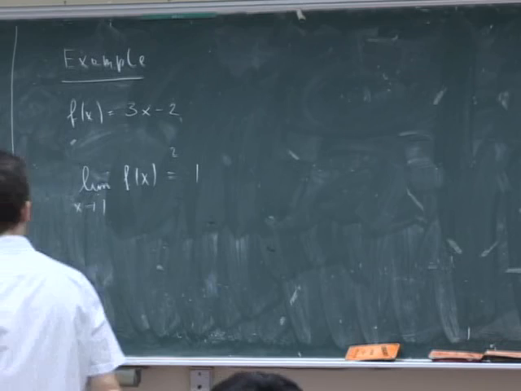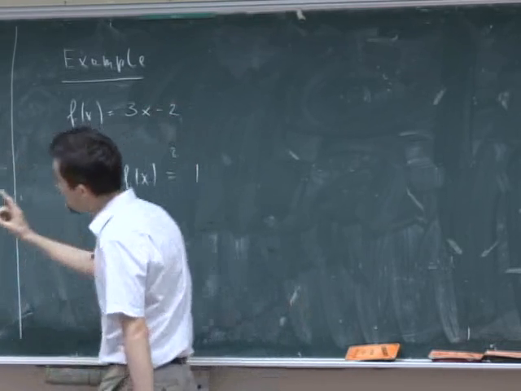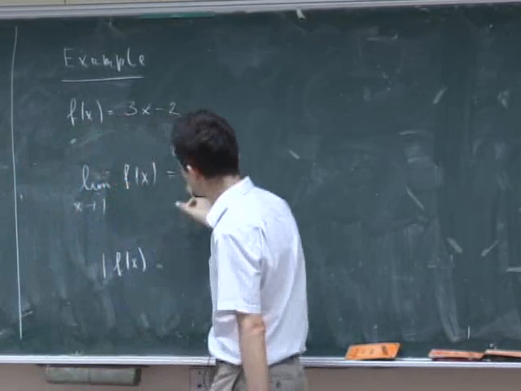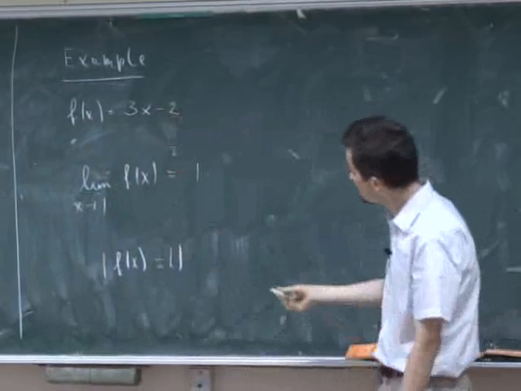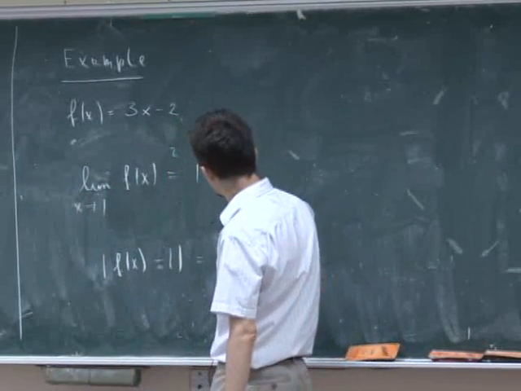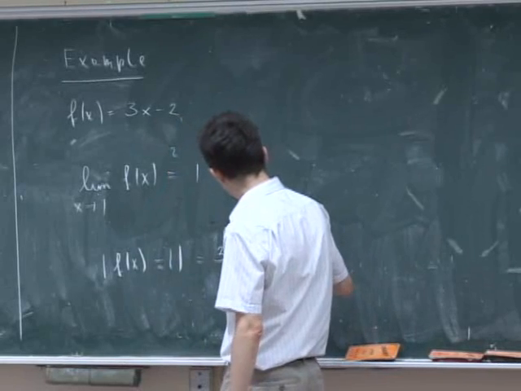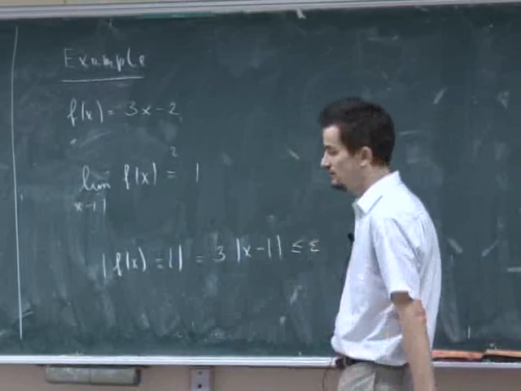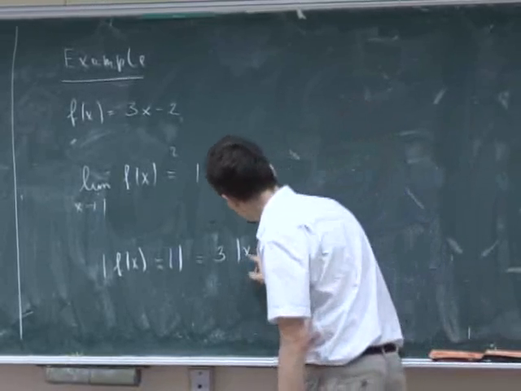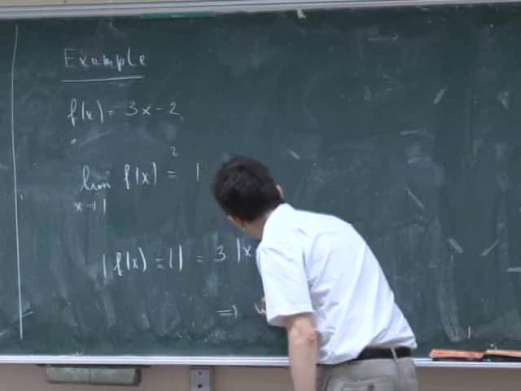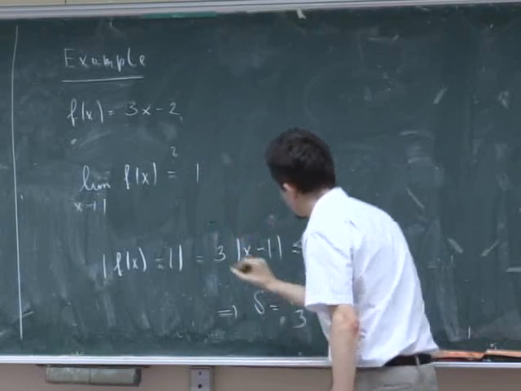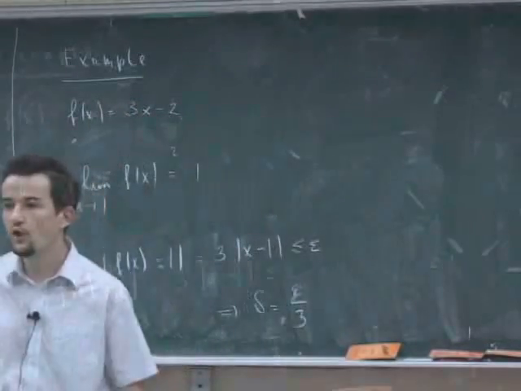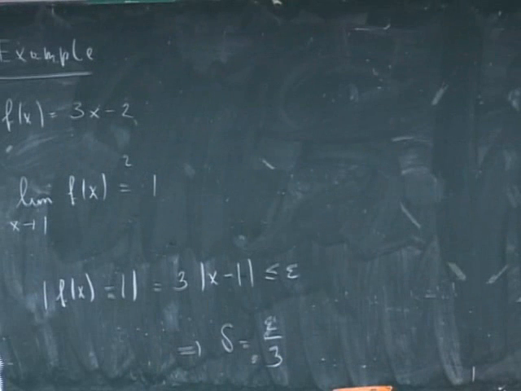Now what we want to do is, the epsilon is given. So you have to look at the distance between f of x and the claimed limit 1. But in this case, again, it's easy. You just plug in the function, so you get 3 times |x minus 1|, and you want to have this smaller equal than epsilon. Now you look at this and you see that delta must be equal to epsilon over 3. You don't have to write this in the homework paper. This is where you try to find the right delta.